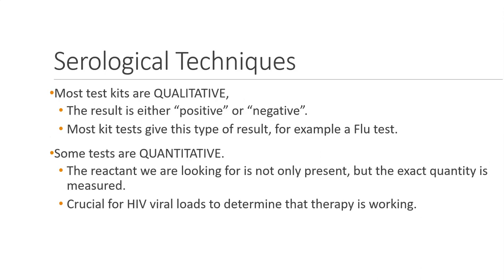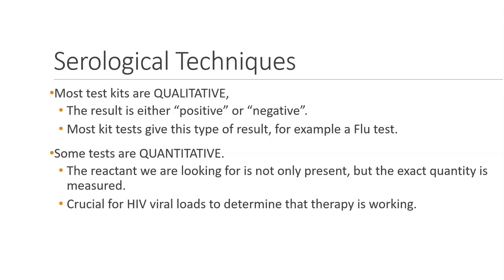I want you to know the difference between a qualitative test and a quantitative test. Most kit tests are qualitative. The result is either positive or negative. We don't know how much of the stuff we're looking for is present, but we just know that it's there. Most kit tests give this type of result, for example, a flu test. Some tests are quantitative, and these are performed on a machine. The reactant we are looking for is not only present, but the exact quantity is measured.